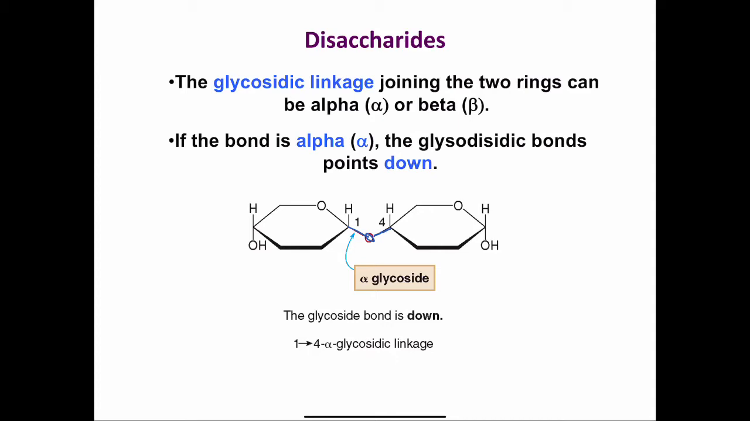And this whole convention of putting an arrow between the numbers is just a convention that we use when we're describing glycosidic bonds.